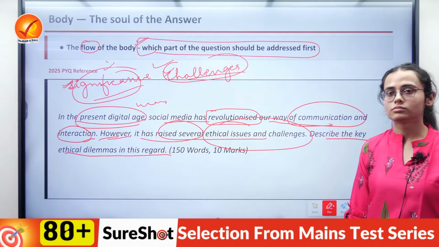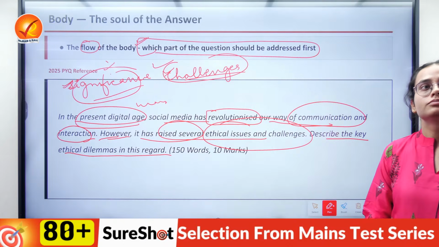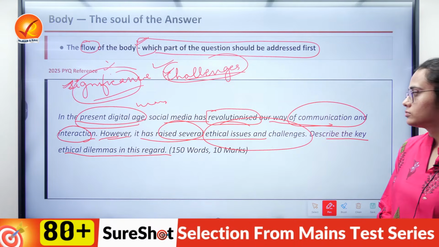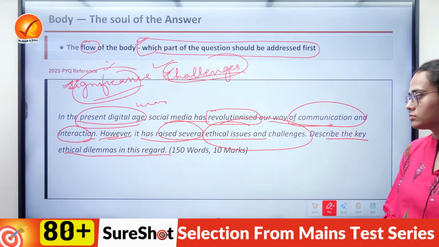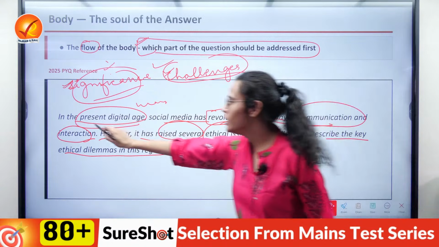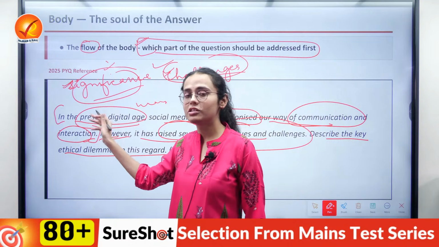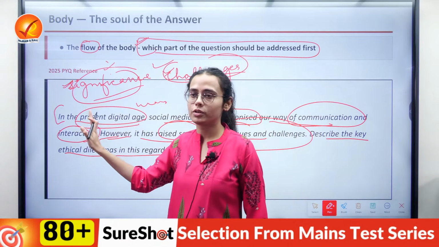Starting with the importance of social media, and then with ethical issues, and then challenges, and then ethical dilemma, and then way forward as the last. This is the non-core demand. This is the context of the question. This is the implicit part of the question.